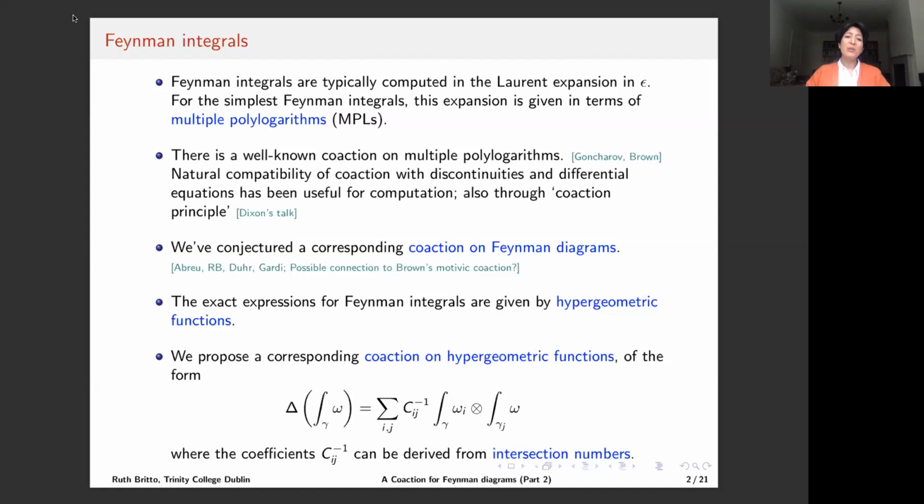So here we're going to build upon that in two directions. First, to move from the coaction on multiple polylogs to the coaction on hypergeometric functions, sort of summing the series in epsilon. We propose this coaction of the form that Claude showed and argue that these coefficients can be derived from intersection numbers. At the end, I'll have some comments on what we found in trying to extend this to two loop examples.